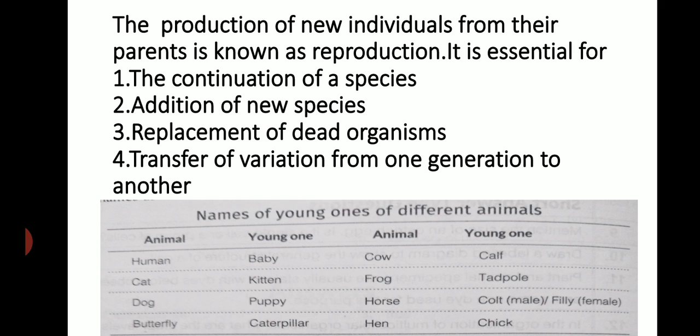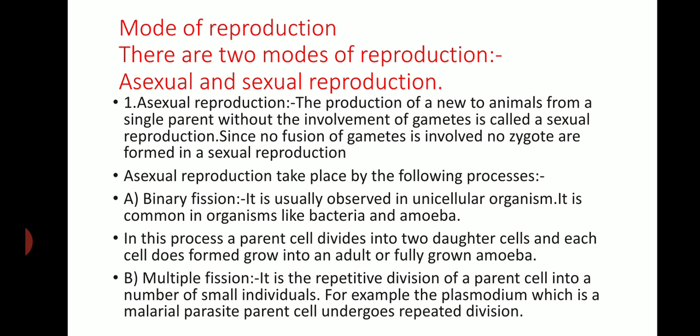Here are the names of some young ones of different animals. For example, the young one of human is known as a baby. The young one of cat is known as kitten. Dog's young one is known as puppy. Butterfly's young one is known as caterpillar. The young one of cow is known as calf. The young one of frog is known as tadpole. And the young one of horse is known as colt, which is male, and filly is female. And the young one of hen is known as chick.